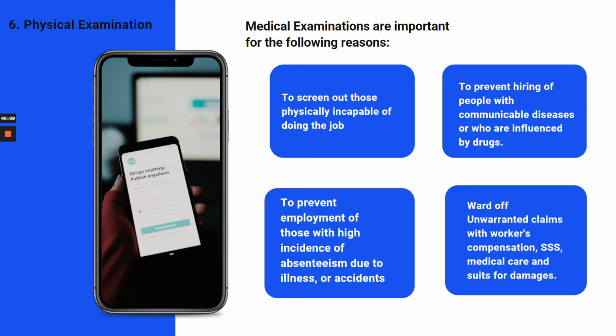Next is ward off unwarranted claims with workers' compensation, SSS, medical care, and suits for damages. Okay, kay posible man nila nang gamiton para kasuhan ka para mag-claim sila mga SSS, pension, medical care, etc. So, kuan man na, usually the companies have health cards, health insurances. So para makita na nila nga unsay posibleng mga gastuhan or malikayan nila ang mga posibleng mga dagkong gasto because of the health issues. Okay?